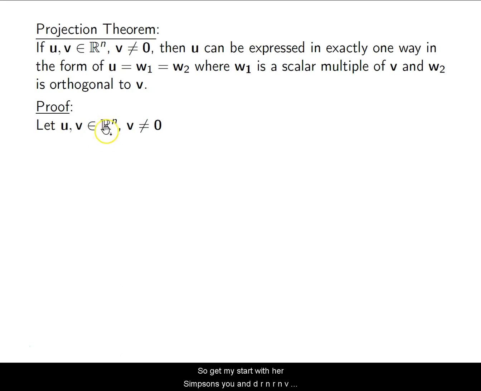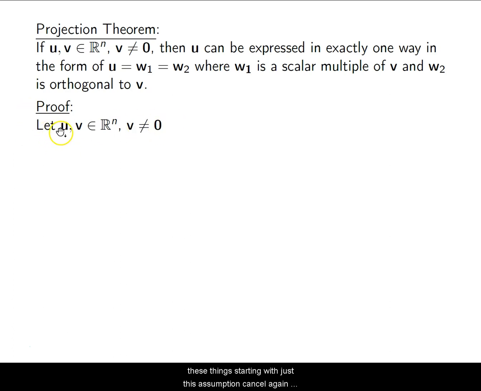U and V are in Rn. V is non-zero, right? So that's starting with the ifs, and then we show the thens. So I'm starting with this. This is all the stuff that I got to prove. I got to prove that U can be decomposed so that W1 plus W2 is U, and that W1 is a scalar multiple of V, and that W2 is orthogonal to V. I'm going to show all three of these things starting with just this assumption.